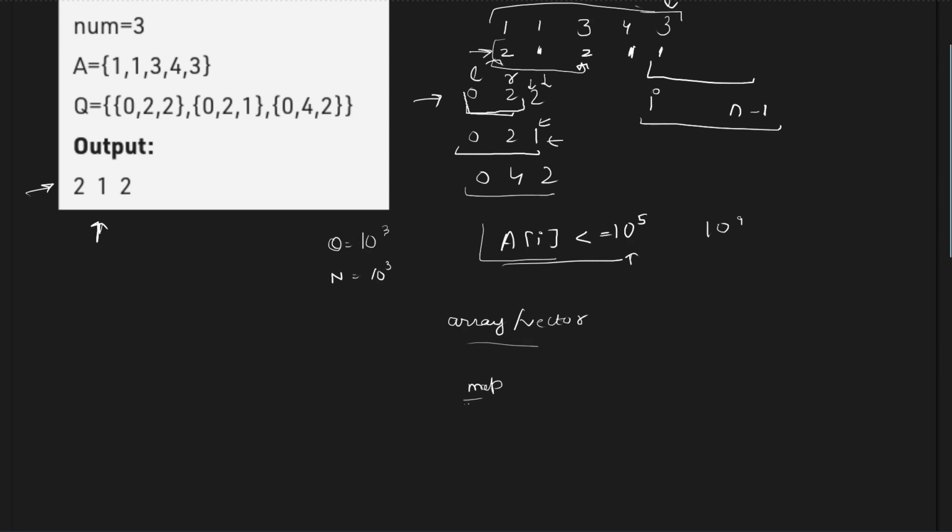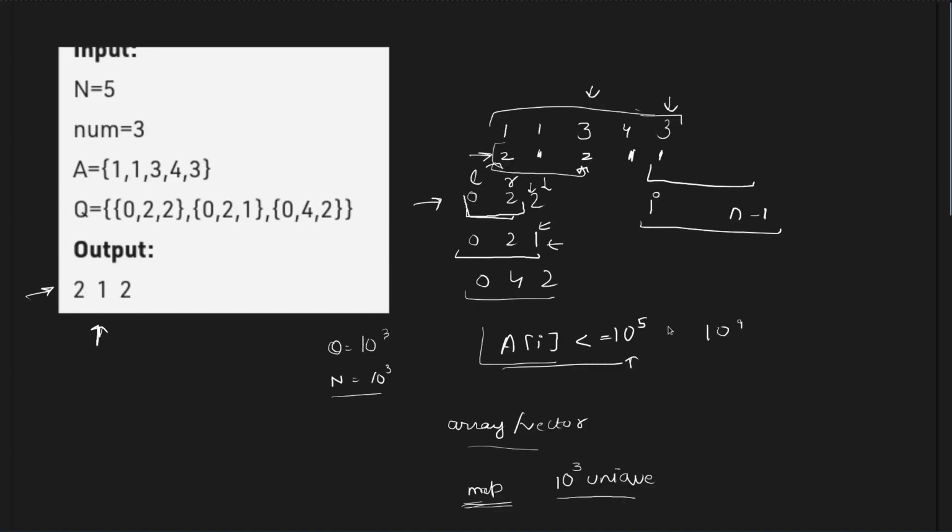In that case, a map would definitely work, since we have only 10 raised to the power 3 elements. So at most there will be 10 raised to the power 3 unique elements, right? Supposing that all the elements are different, the size of the map would be 10 raised to the power 3 only. So the map will not overflow. You can definitely use a map here, but for accessing the elements, an array would definitely be better.